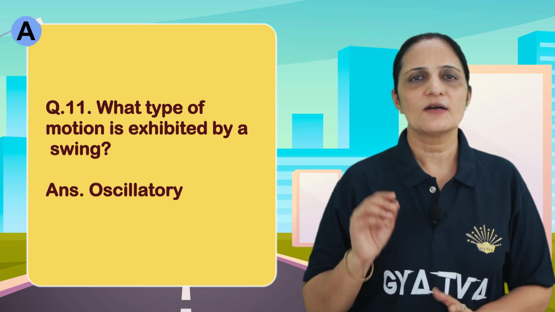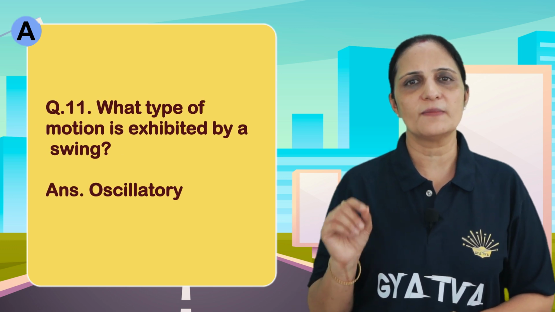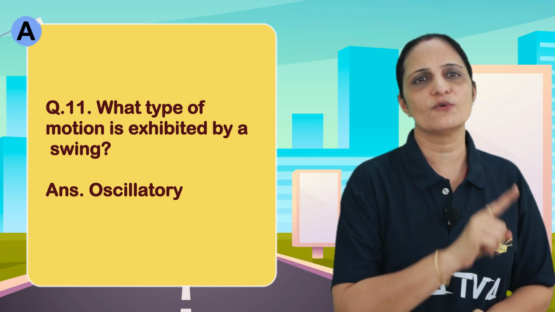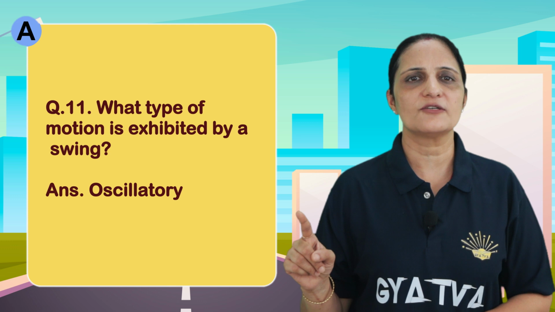Question number 11. What type of motion is exhibited by a swing? It is an oscillatory motion. The to and fro motion is called an oscillatory motion.